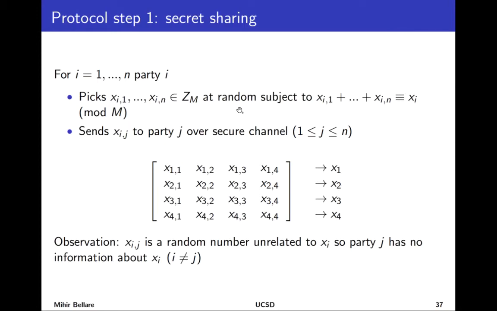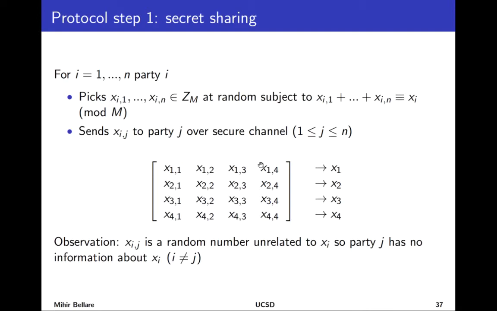And now what it does is that it sends each of these values to a different player. So it sends x_ij to party j over the secure channel that party i has with party j that we assume. So you can think of the process now as represented by this matrix. Player 1 has x1. It writes x1 as the sum of these four things. Here there are four players. It sends this to player 1, which is to itself. It sends this to player 2, this to player 3, this to player 4.